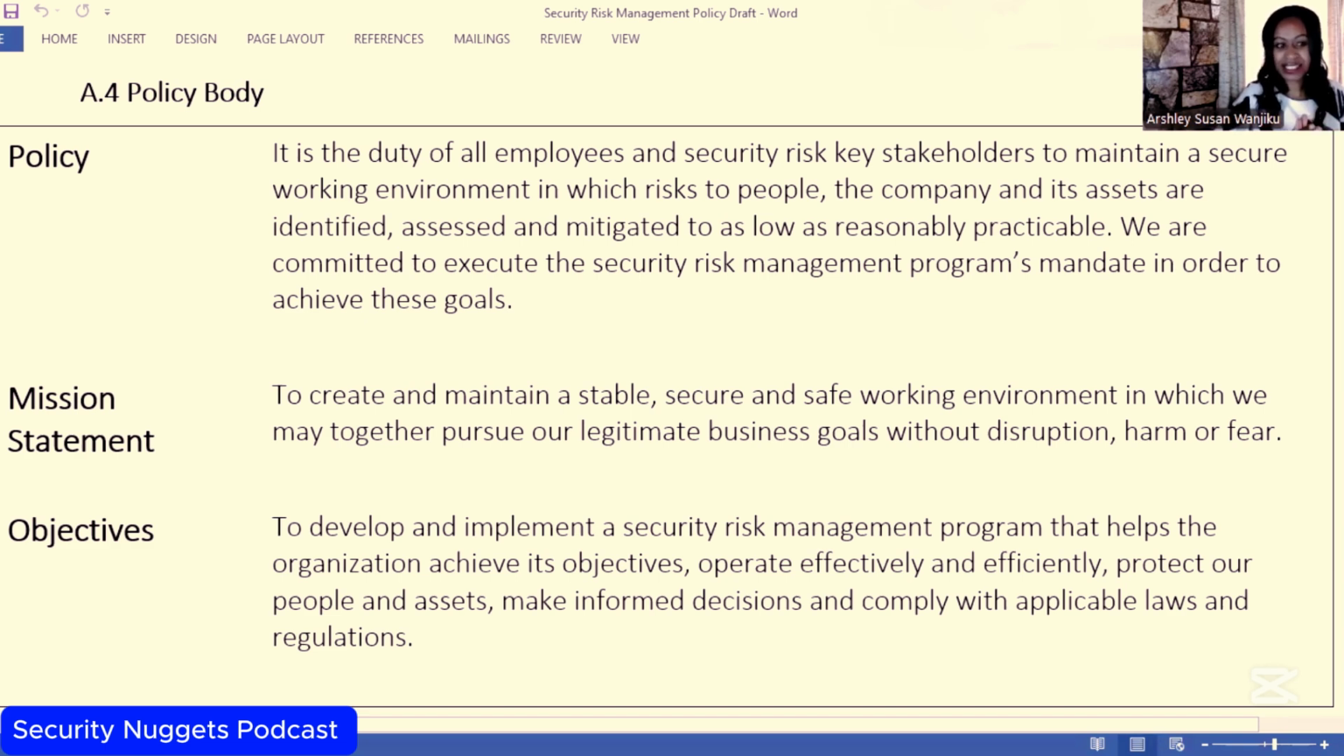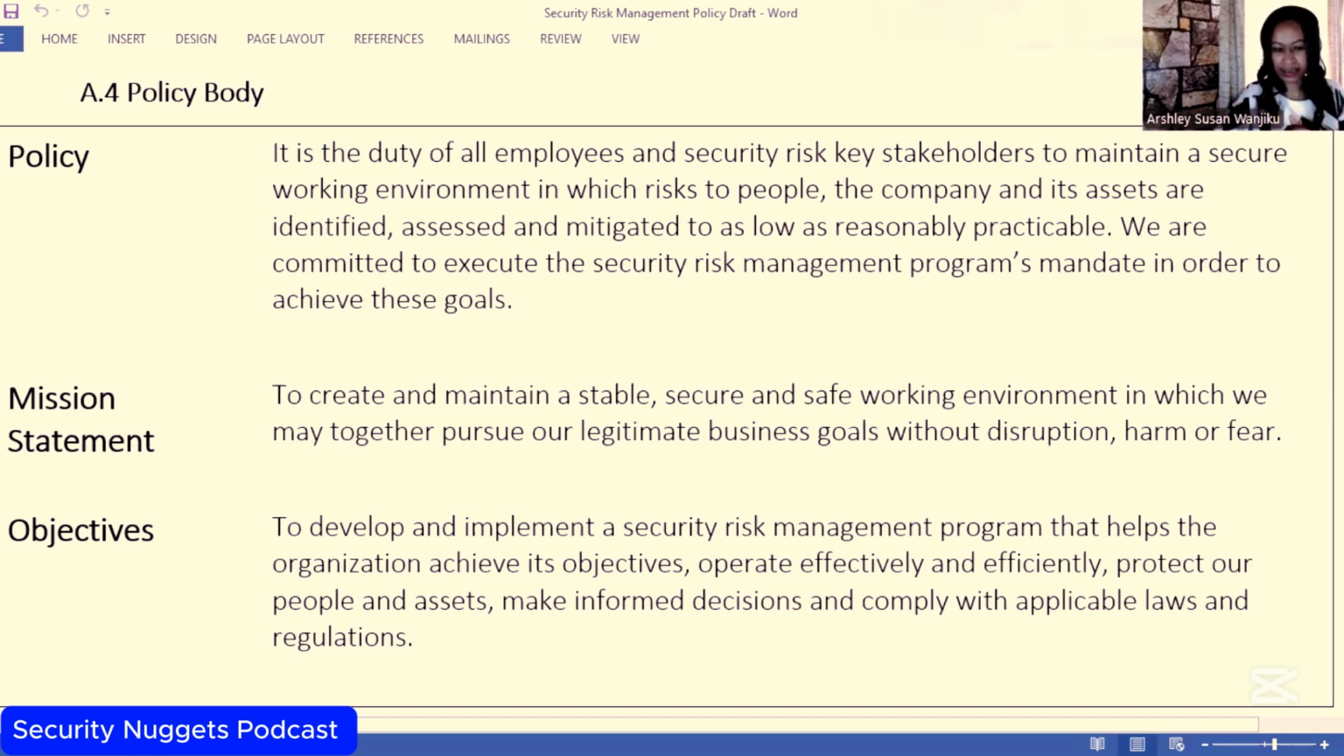Now, in the policy, you realize that we have captured in a nutshell what the security risk management program goal is, and how, as employees within the organization, we are going to play our role and be committed to the program so that it can help the organization achieve these goals, all right? And then in the mission statement, every policy must be followed by a mission statement, or what you'd refer to as a philosophy.